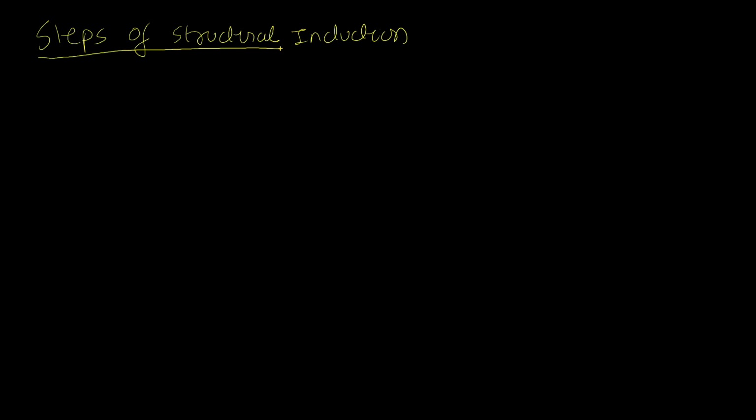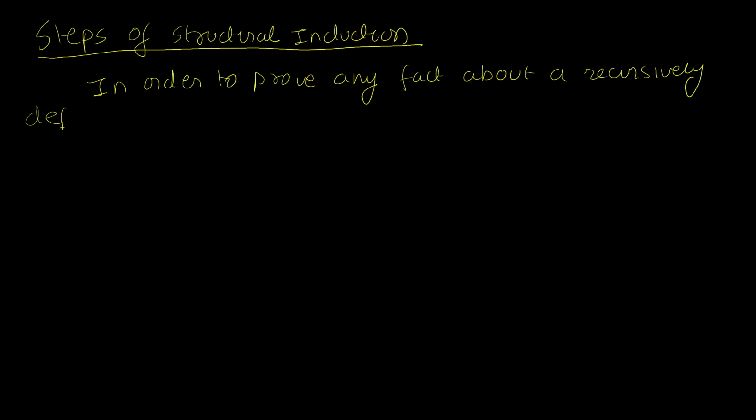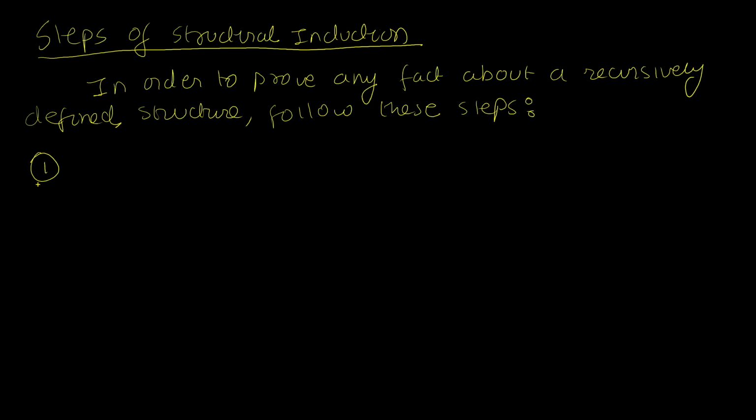We'll start with discussing the steps of structural induction. In order to prove any fact about a recursively defined structure, we follow these steps. Let us remember what the first step in recursion was. The first step was called a basis step. In case of a function, this was the value of the function at some initial points. In case of a set, the basis step provided a few starting elements. In case of well-formed formulas, we provided what the simplest forms of well-formed formulas look like. In case of trees, we defined the simplest kind of trees.